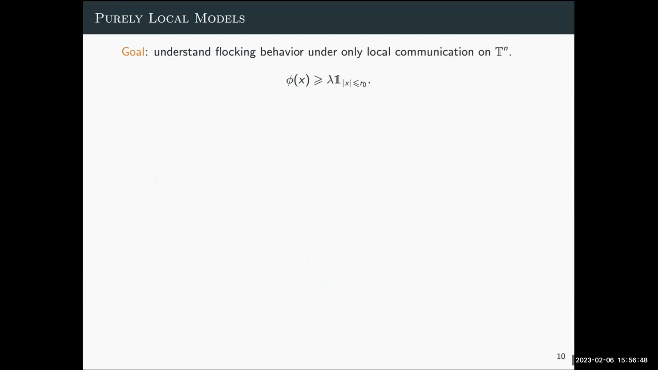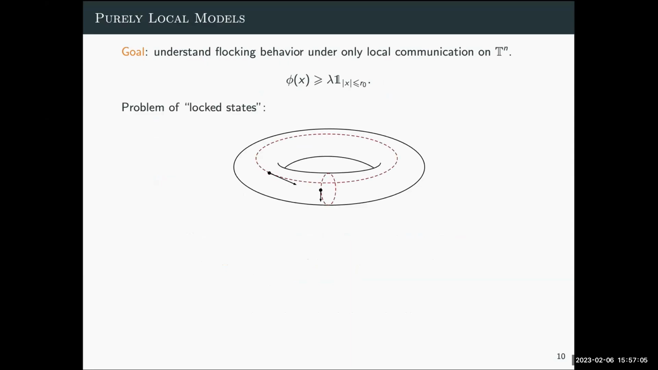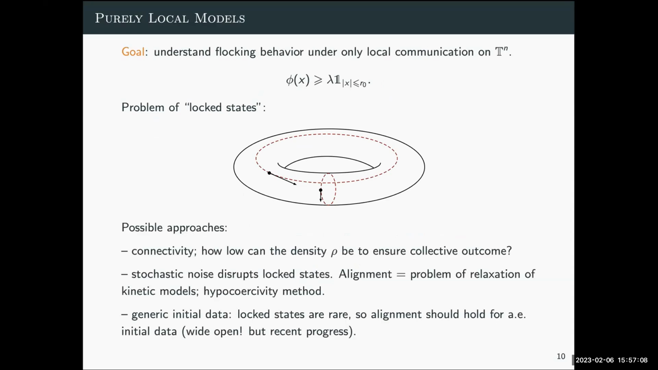Okay, so we covered various levels of description. Now, what can we do with this problem of emergence? Suppose that you have just a local kernel. The only information you have is that it's bounded from below on some little ball. As I mentioned, there's a problem of locked states. And one can think of various scenarios for how to get rid of this. One is to impose some kind of connectivity condition, in a classical way. On the hydrodynamic level, this means that we are imposing some kind of lower bound on the density. What is the minimal requirement on density we can make in order to still prove alignment? So that's question number one.